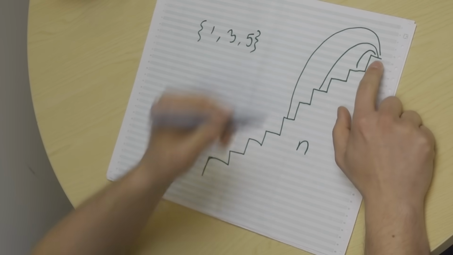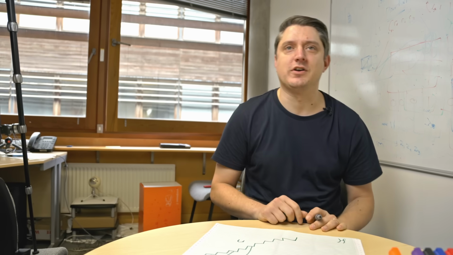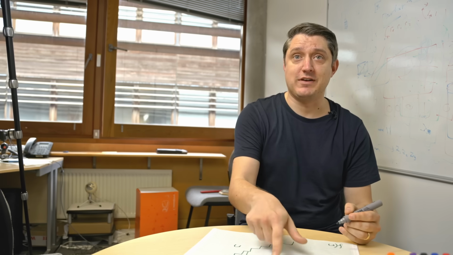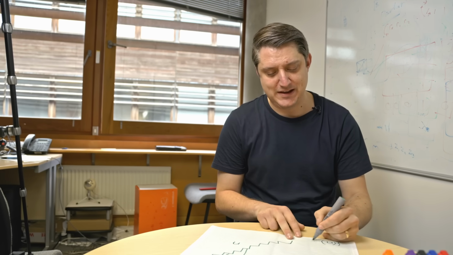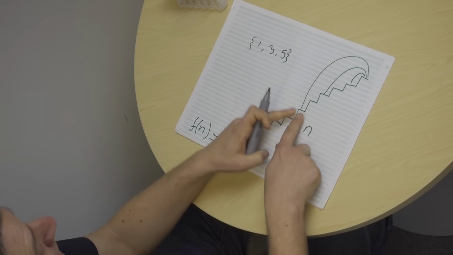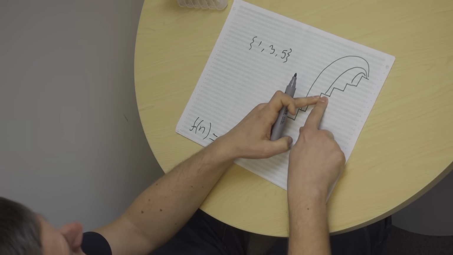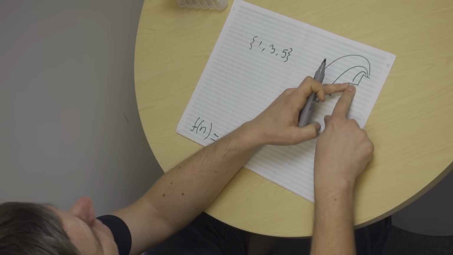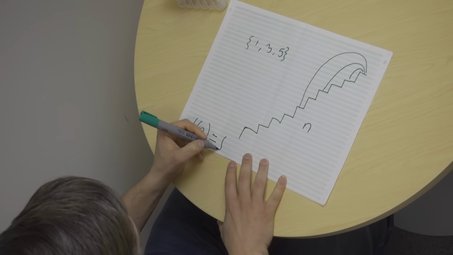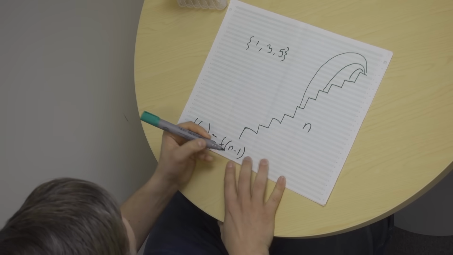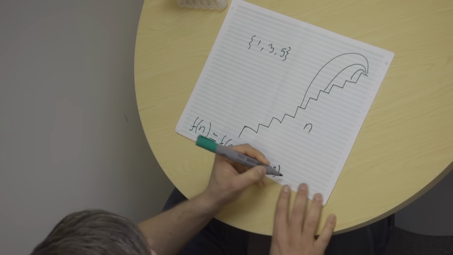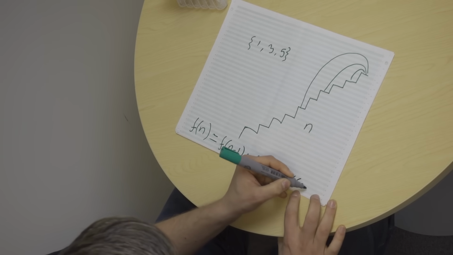If we say, well, okay, f, which is our function we're trying to solve, of n steps, with 1, 3, and 5 possible steps, is going to be equal to however many combinations of stairs we could go here, plus however many combinations we could get to here, plus however many combinations we could get to here, right? So it's a very similar problem. So it would be f of n minus 1 plus f of n minus 3 plus f of n minus 5.